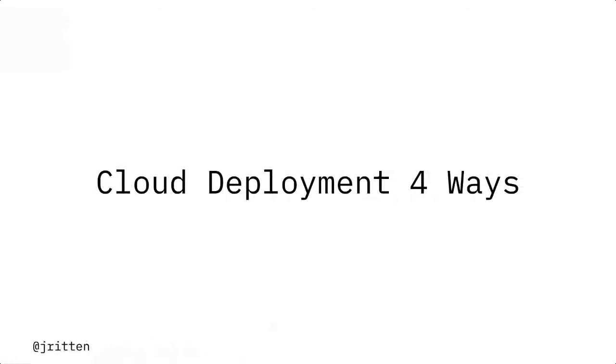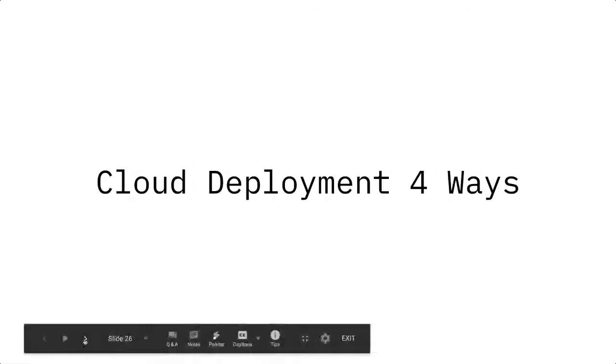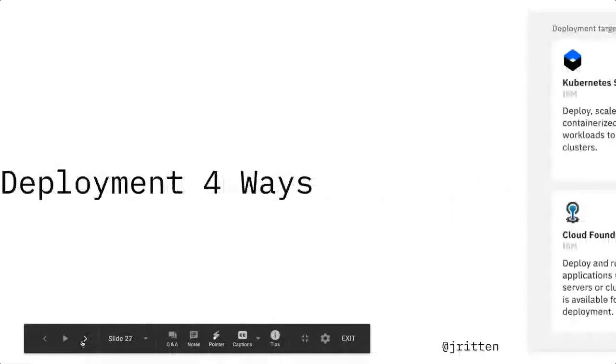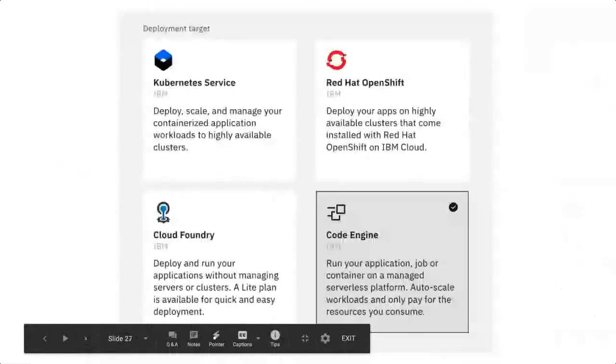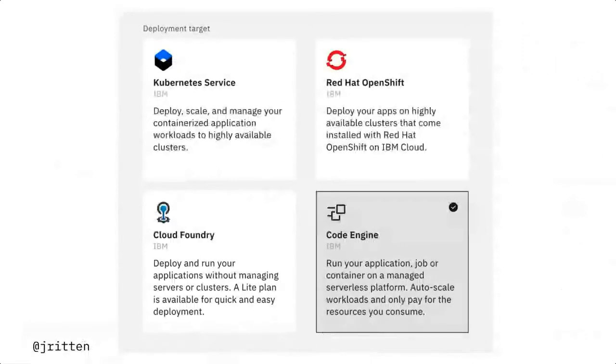So we have four different types of cloud deployment. We have infrastructure as a service, or IaaS. We have platform as a service. An example of IaaS would be virtual machines. Platform as a service, for instance, like Cloud Foundry, containers as a service, Kubernetes, and serverless, which is also known as function as a service, which is what we're referring to when we're talking about Code Engine.